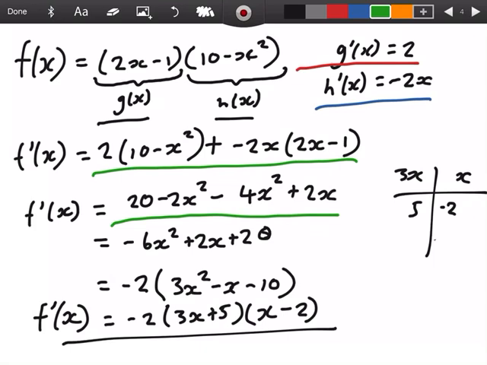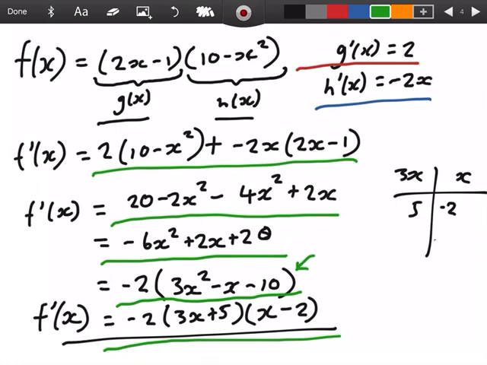We've brought together like terms, and we've got this equation here. It's simplifiable. These factors can all divide by 2, so we have this, and then we can simplify the expression within the brackets into 2 smaller brackets because it's a quadratic. And there we go. We have derived our second more complex equation.